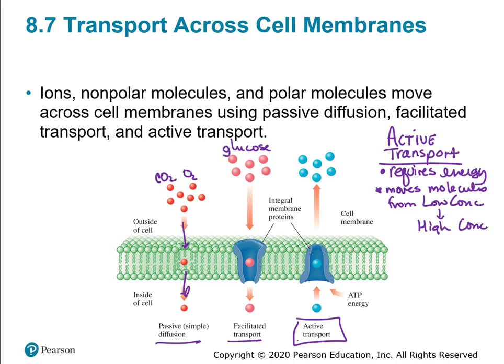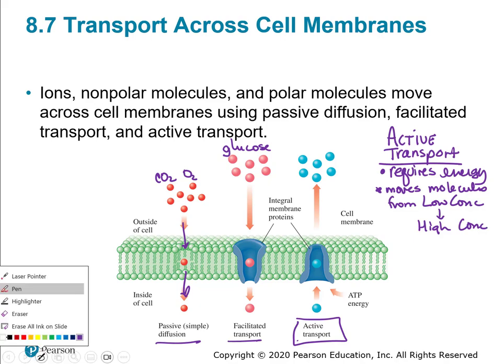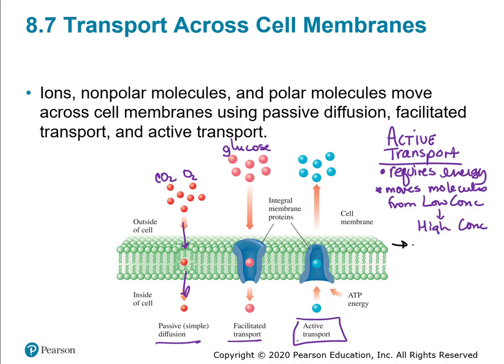So for example, a nerve impulse. Nerve impulses can only be generated if you have an imbalance of sodium and potassium. So you actually have to make an imbalance. You don't want it to be balanced. You want to end up having a nerve cell that has more potassium inside of the cell, more sodium outside of the cell, because that's what gets exchanged in a nerve impulse. So those are reasons why you would have active transport.